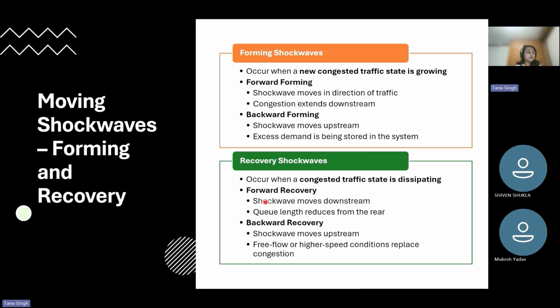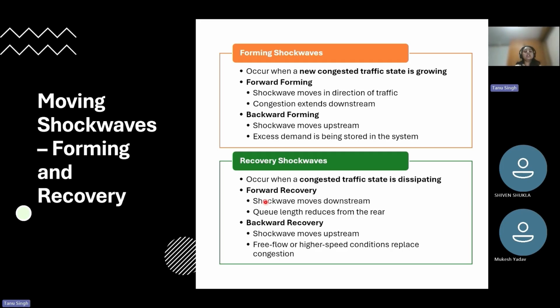One example of forming shock waves is if a truck enters the road and all the vehicles move with the speed of the truck, and no vehicle is able to overtake that truck, so all the vehicles have to go at the speed of the truck. So they reduce their speed, but the shock wave is moving forward. So that is an example of the forming shock wave.